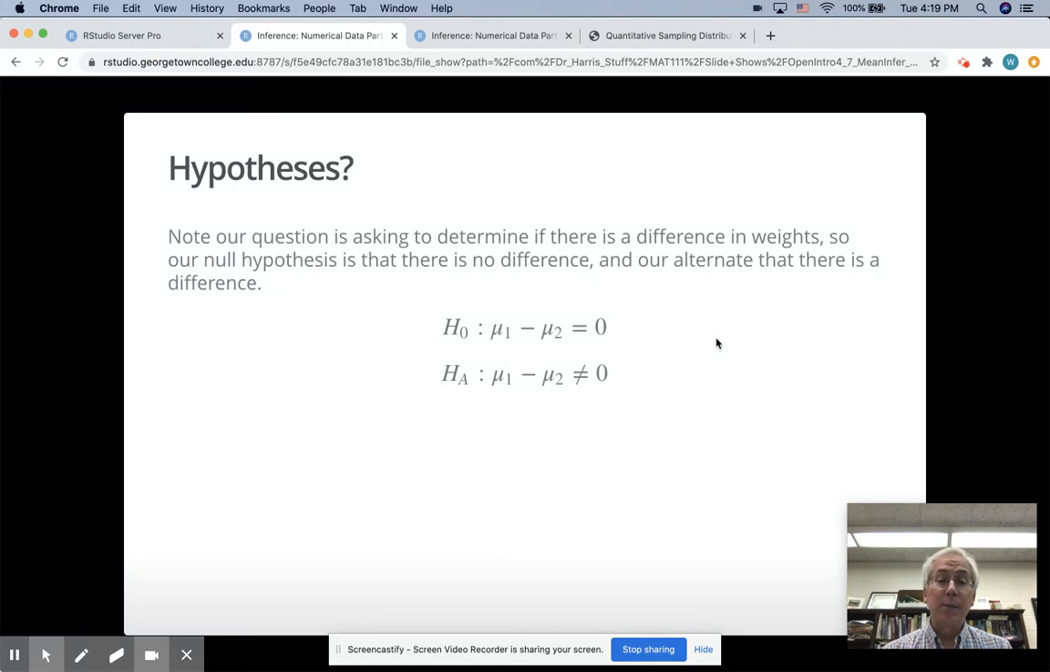Coming up in the next video, we're going to be looking at how we can describe the sampling distribution of a single sample mean.